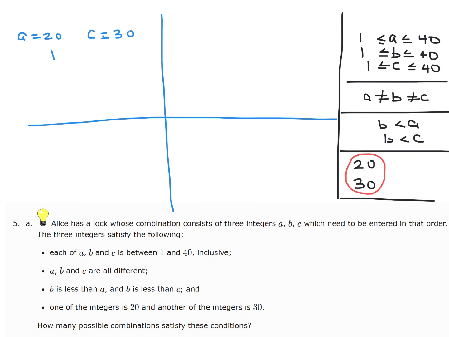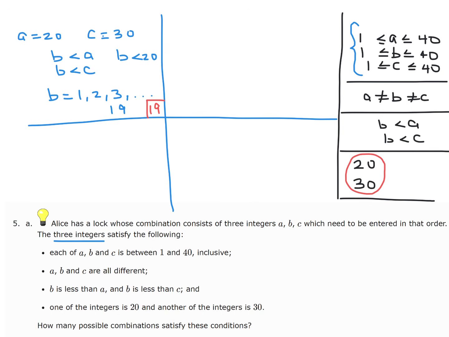We know that b is less than a, and b is also less than c. So b has to be less than 20. They're integers, so b can be anything from 1, 2, 3, all the way up to 19, correct? That satisfies all of our conditions. So this gives me a total of 19 possibilities. Okay, that's a pretty good start.